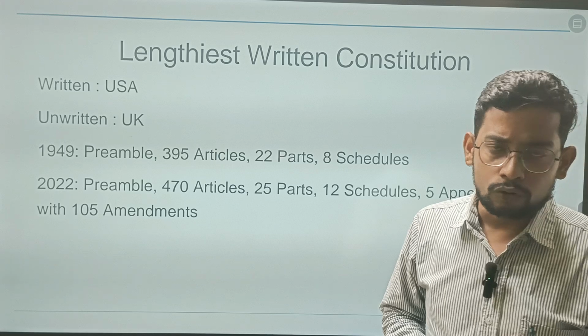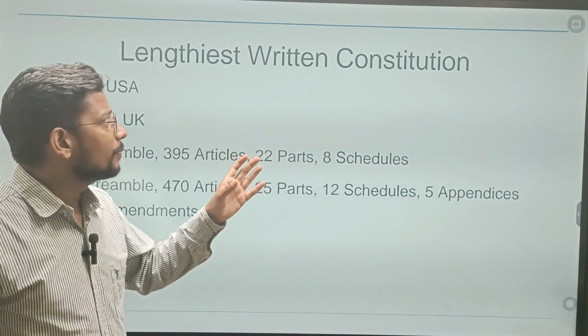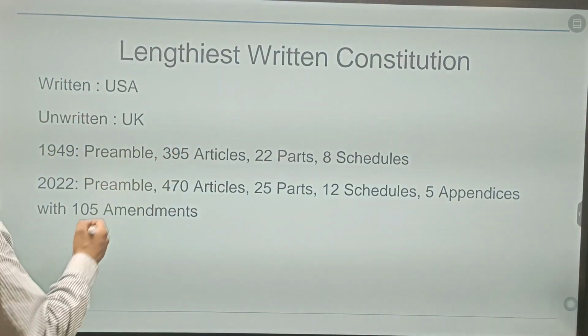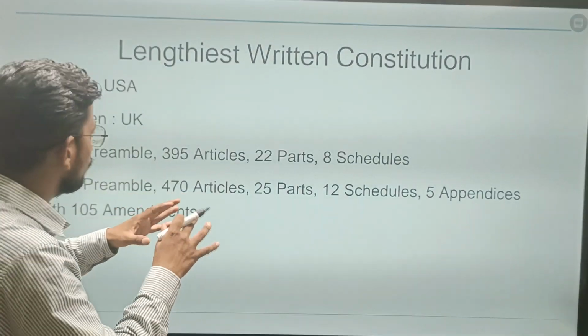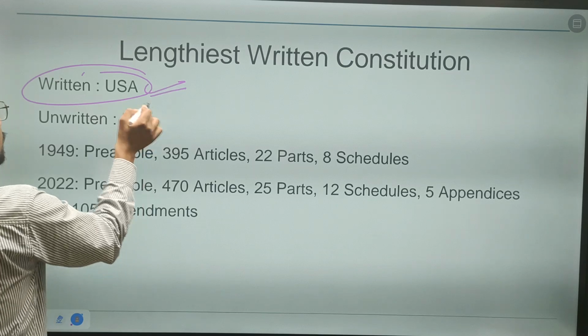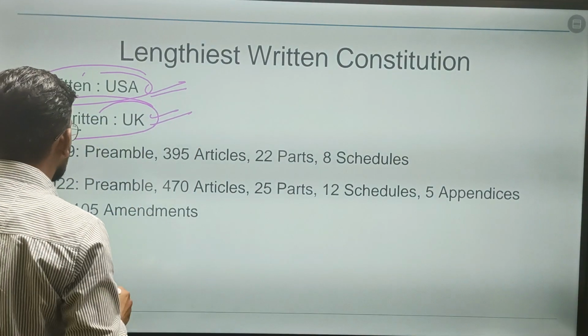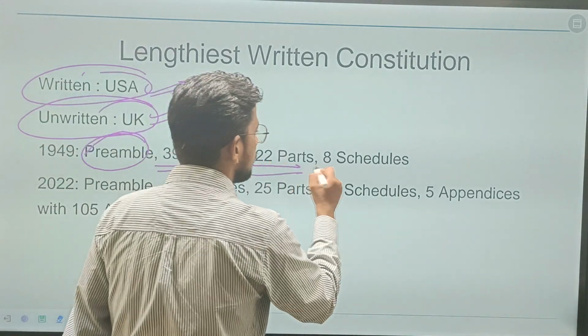Next feature. The first feature we have already seen: the Indian constitution has been borrowed from so many constitutions. Now let us see the lengthiest constitution. The Indian constitution is the lengthiest constitution. Why? Because the Indian constitution is a written constitution. We have almost included everything in it. The first written constitution was the USA's, but the first constitution was the UK's. In the Indian constitution we have a preamble, 395 articles, 22 parts, 8 schedules.